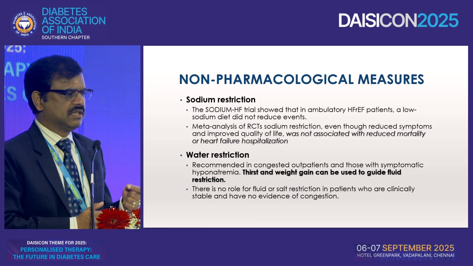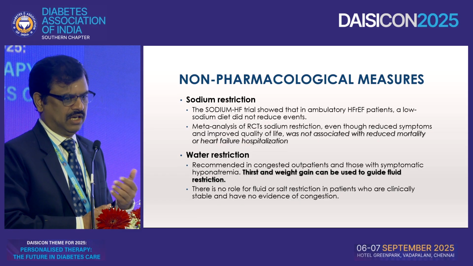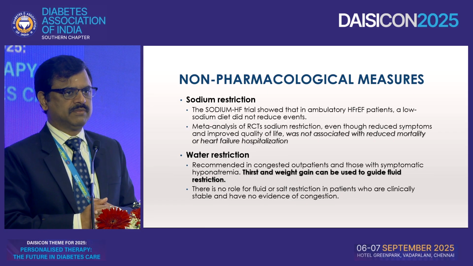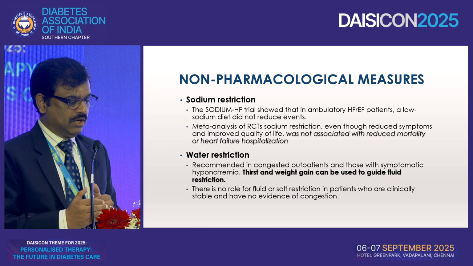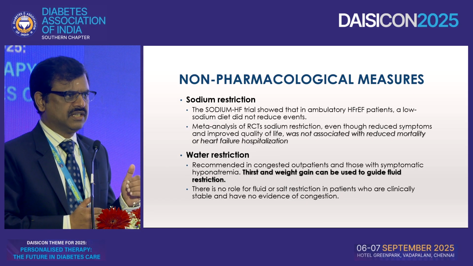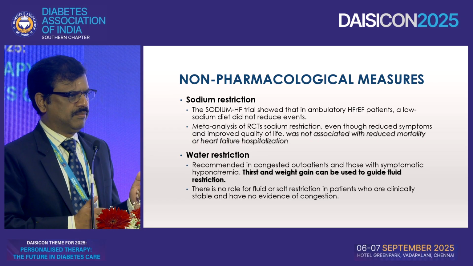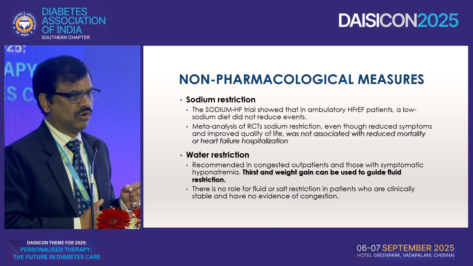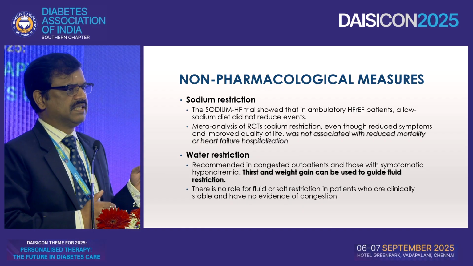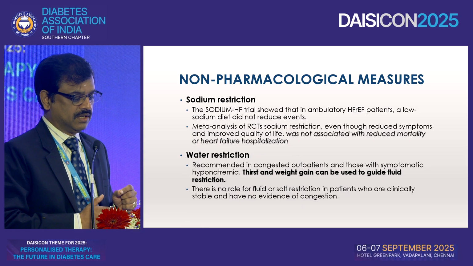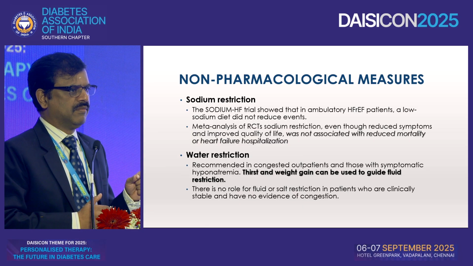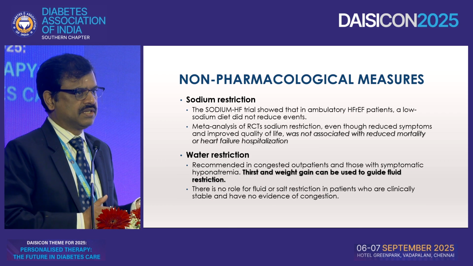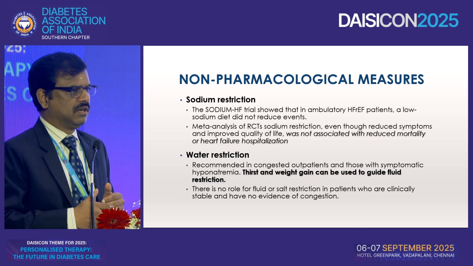Many times we say 700 ml or 750 ml per day is allowed for heart failure. That also has been futile; it has not been clearly shown to help. The recommendation is that for patients with congestion, pulmonary or systemic congestion, there is a role for water restriction. In patients with CKD and heart failure, there is a role for water restriction. But in ambulant patients without any evidence of congestion, fluid restriction has not been shown to do anything.